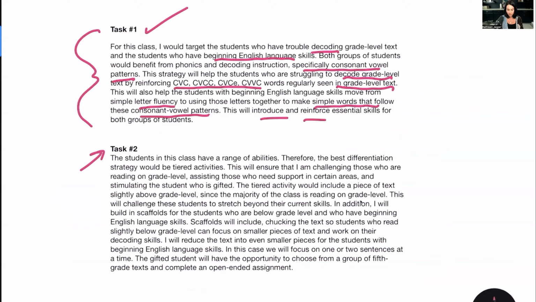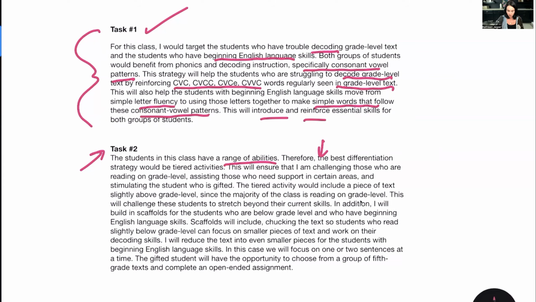All right. I reinforced the students in this class have a range of abilities. That was just kind of my intro sentence. You don't even need it. You could start here. The best differentiation strategy would be tiered activities. And then I have why.